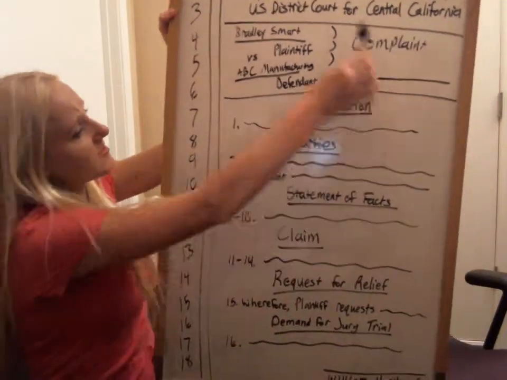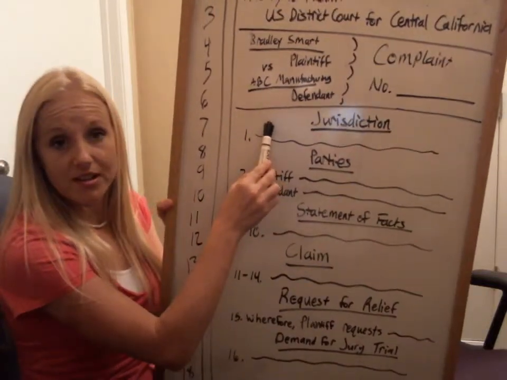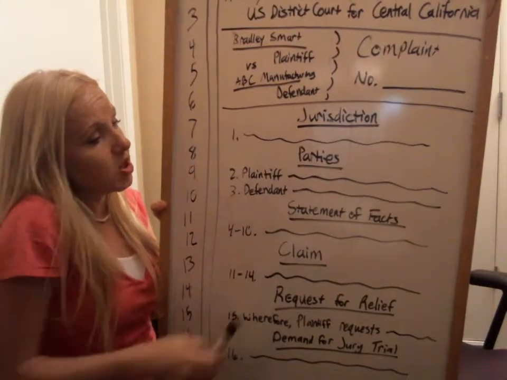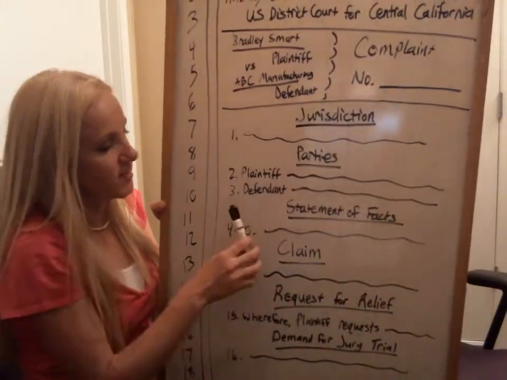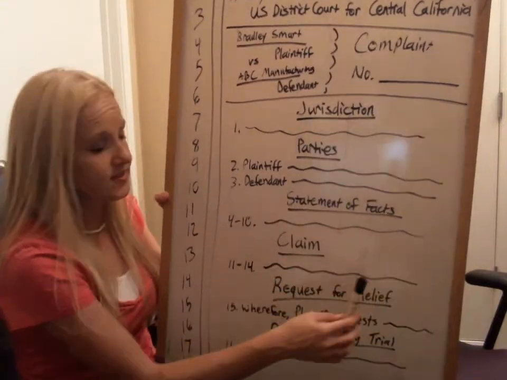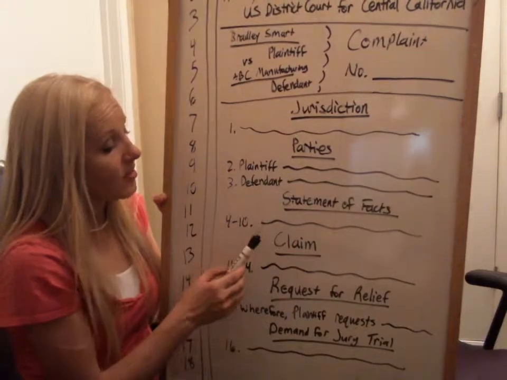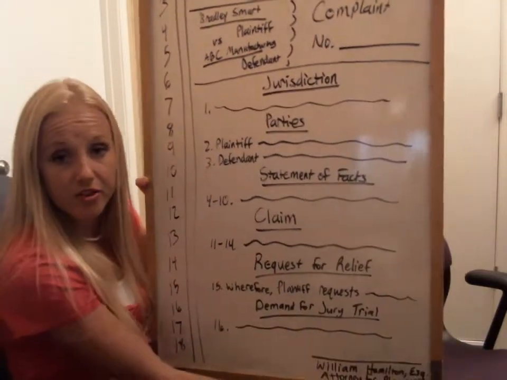Now, once you've done this caption, you will be including a jurisdictional statement, and we're going to go over that in a couple minutes. Then you're going to be including the parties, plaintiff and plaintiff's address, defendant and defendant's address, the statement of the facts, what happened, the claim, and then your request for relief.